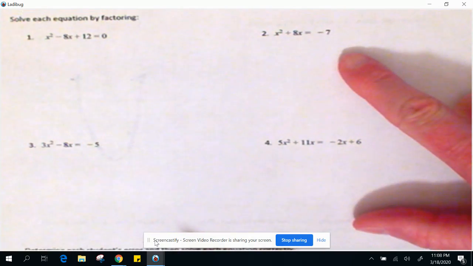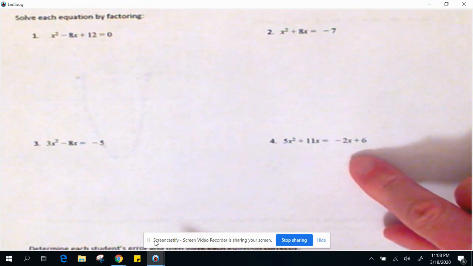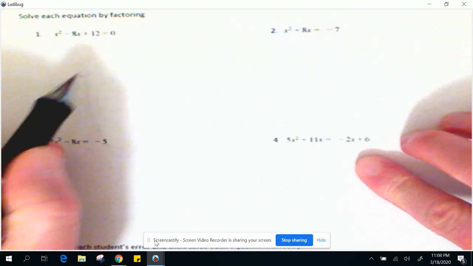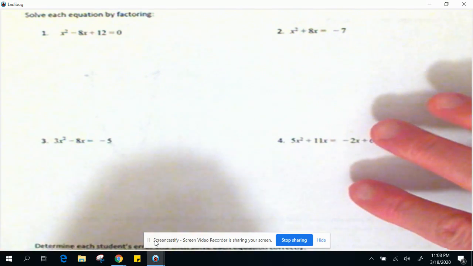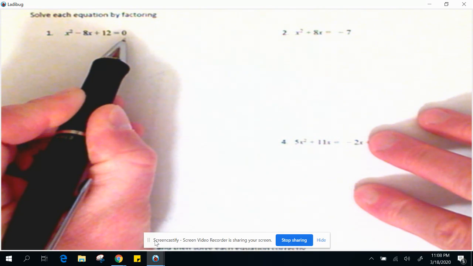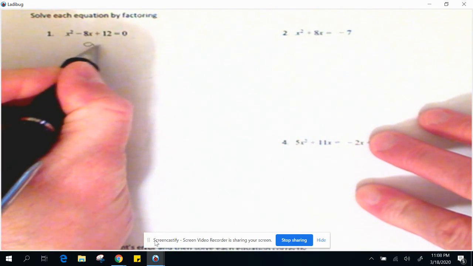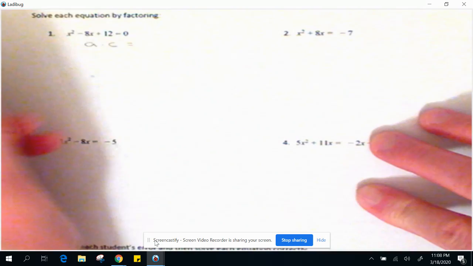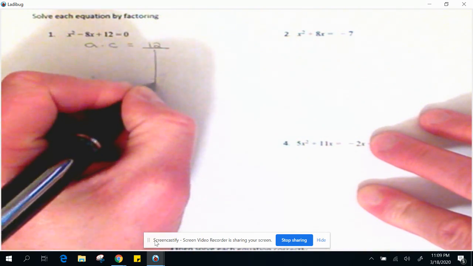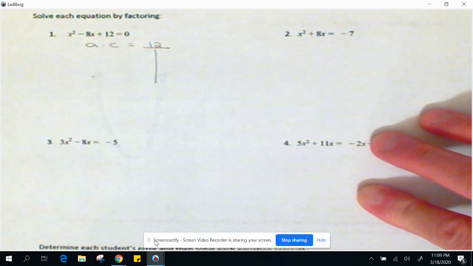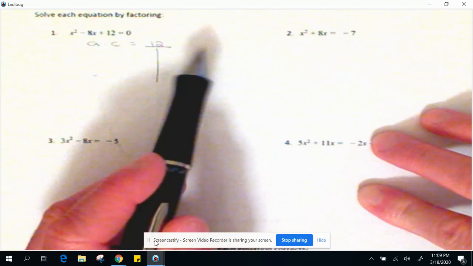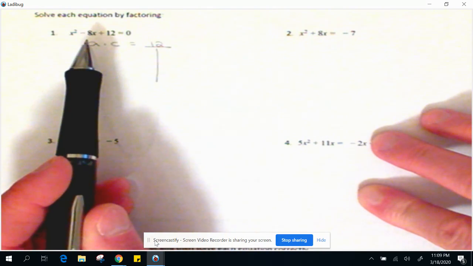Okay, here we go. We're going to do number 2 and we're going to do number 4. Notice this one is just the same exact style as on the front. So it's already in standard form, set equal to 0. You're going to literally start with a times c, and that's 1 times 12, which is 12. So I'll help you out a little bit there. And then you want whatever factor pair that you choose to sum to -8.